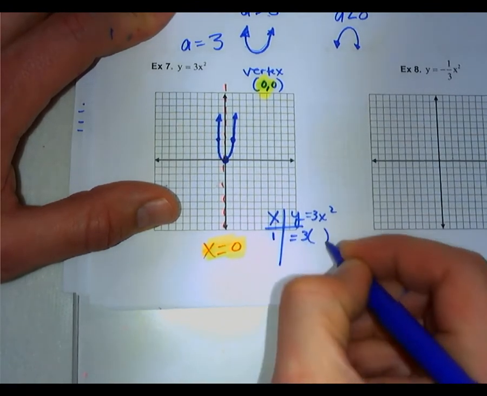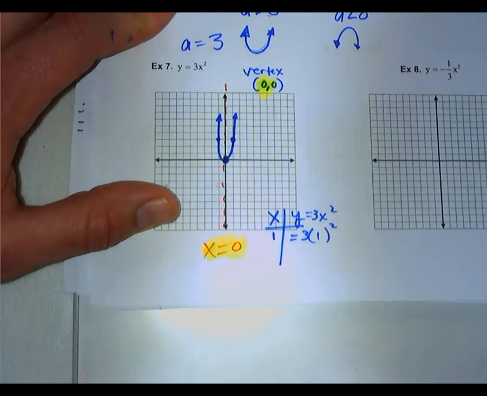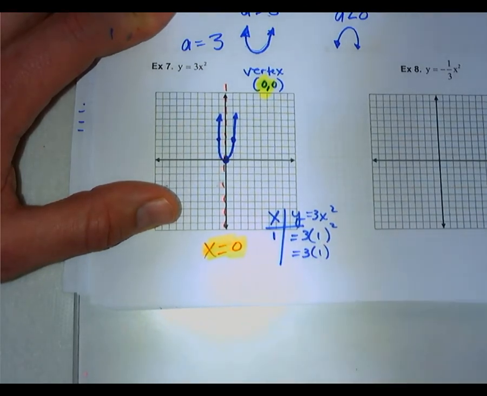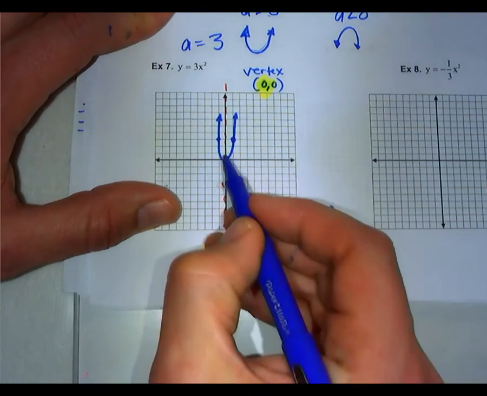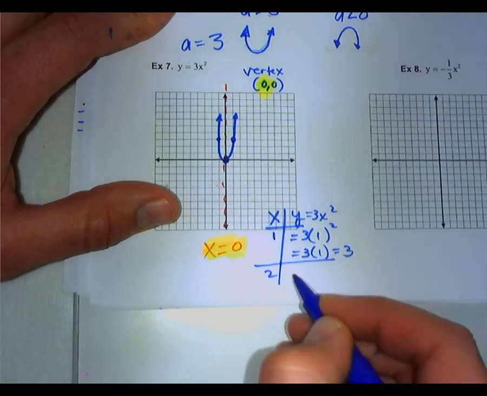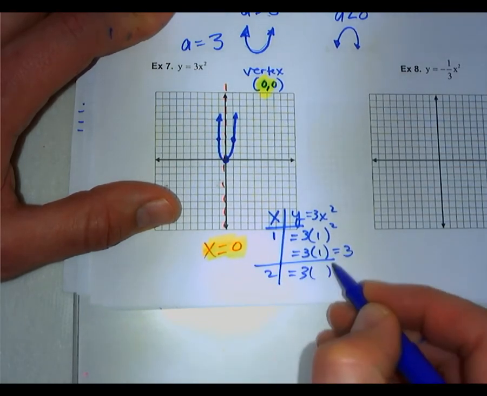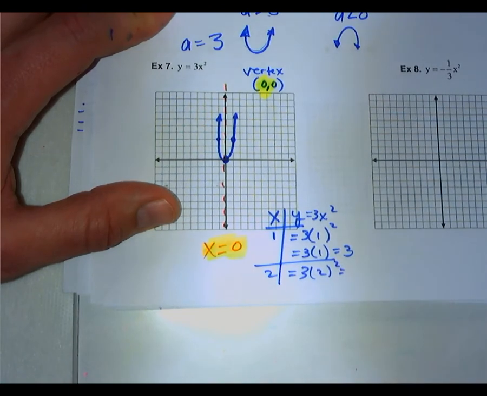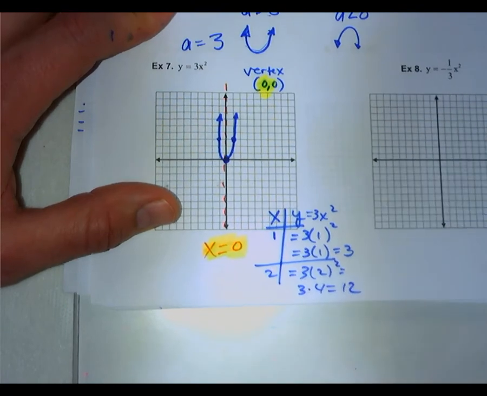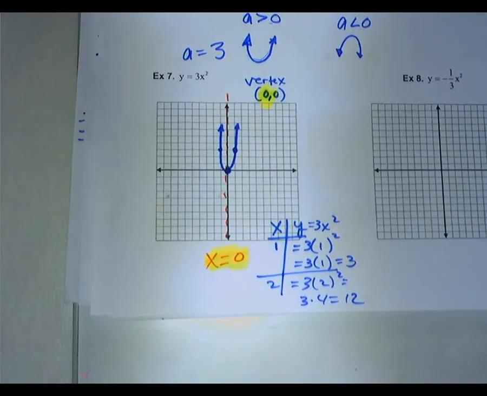That's 3 times 1 squared. 3 times 1 is 3. That's over 1 up 3. Okay, does that make sense? And if you plugged in 2, that's 3, and then 2 squared. Well, 2 squared is 4. That's 12. That's way off the chart. That'd be 2 comma 12. That'd be too far.